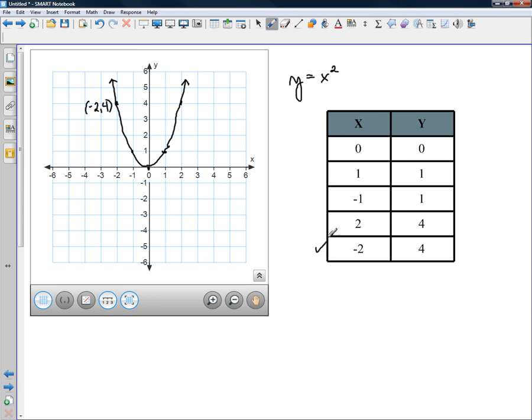And there is a point at 2, 4. And a point back at negative 1, 1. And a point at 1, 1. And of course a point at the origin.